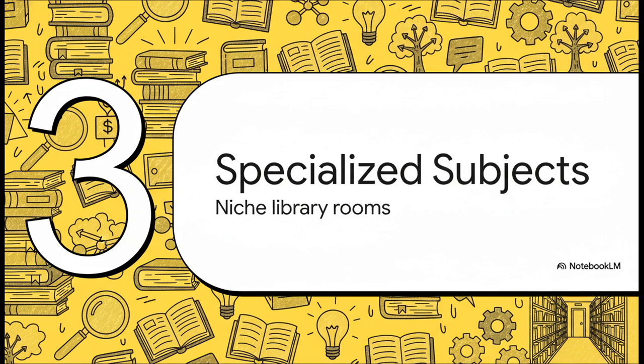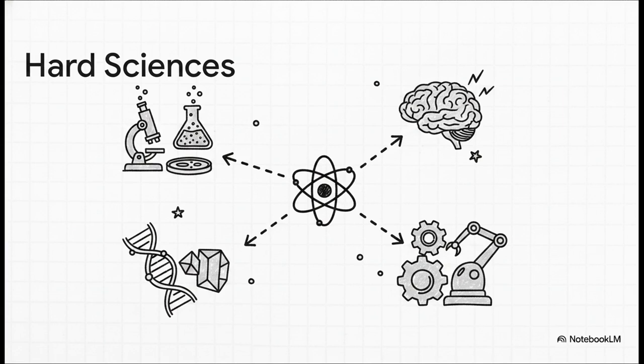Next up, Section 3, Exploring Specialized Subjects, or as I like to call them, the highly specialized niche rooms in this grand library. Once you step past those 4 main pillars, the sheer scale of specialization becomes pretty apparent. Let's look at the hard sciences side first. Underneath health, life, and materials sciences, you find these hyper-focused hubs of rigorous, data-driven research.